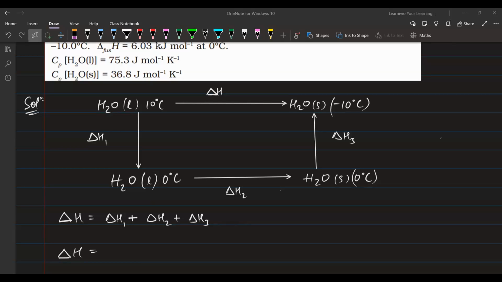Sorry, guys, someone was at the door. Am I audible? Yes, sir. Okay. So what we are doing in the first step is cooling the water, right? We are cooling the water. So in cooling the water, what is the temperature change? Can you tell me what is the delta T?